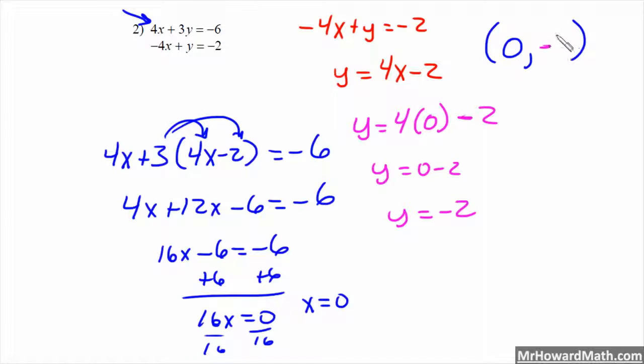That one was fairly quick. So 0, negative 2 is the solution to this linear system. Those two lines cross at the ordered pair 0, negative 2. All right, now for example 3.